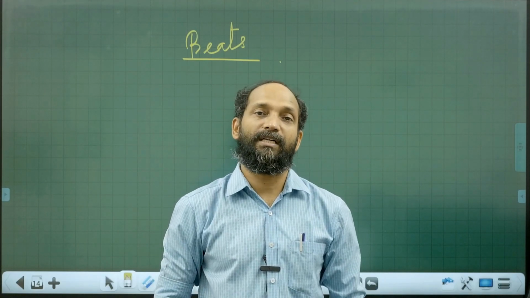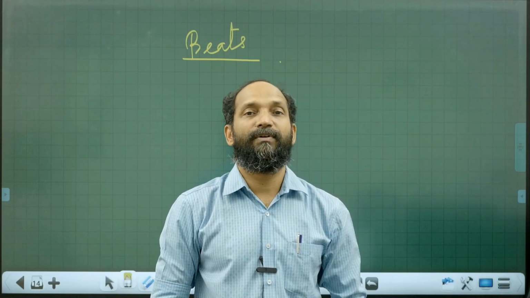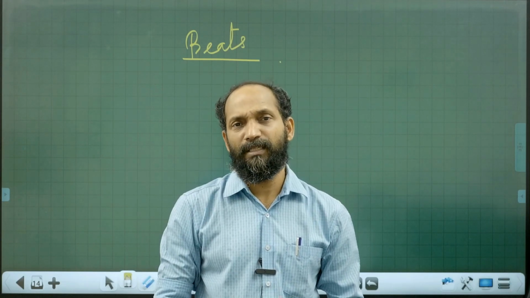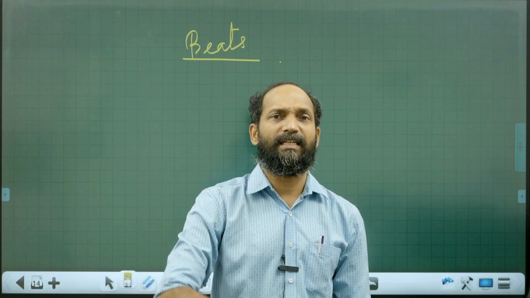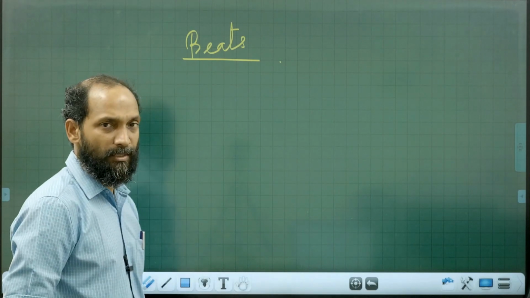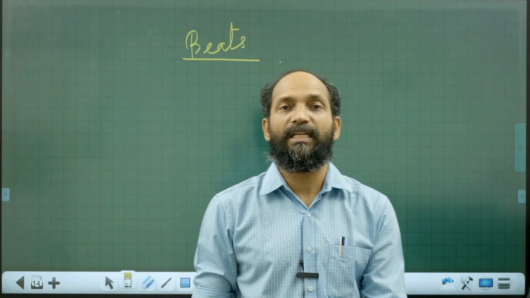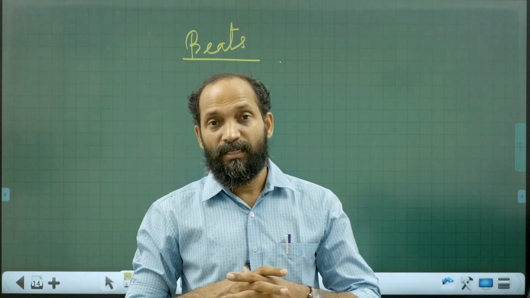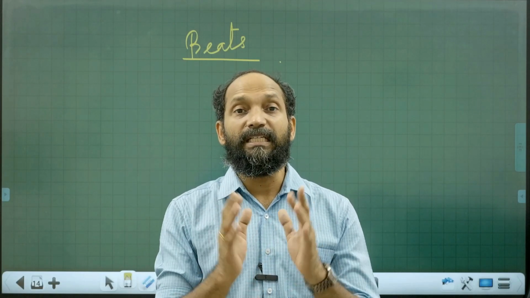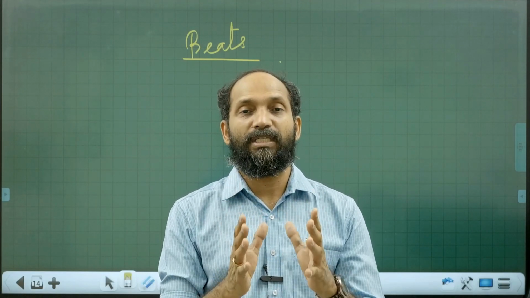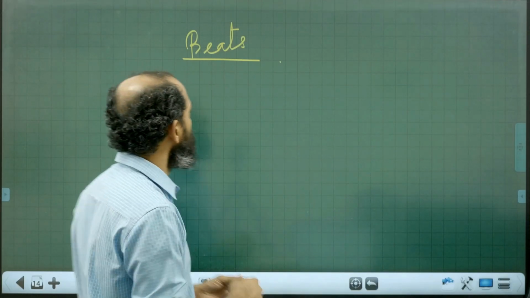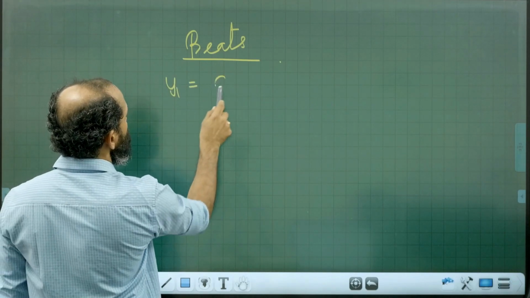Audible beats are heard mostly when the frequency difference is not much larger than 10 hertz. It should be 10 hertz or less than 10 hertz or close to 10 hertz. Then only the frequencies of beats are audible. Beats are formed when two slightly different frequencies superimpose, and the beats are the variations in intensity of sound when these two slightly different frequencies superimpose.